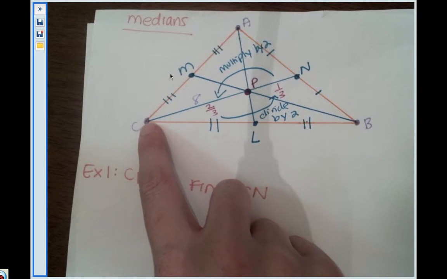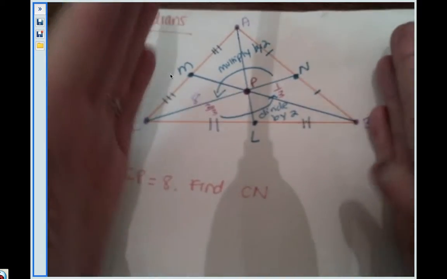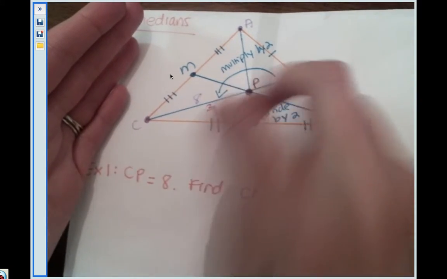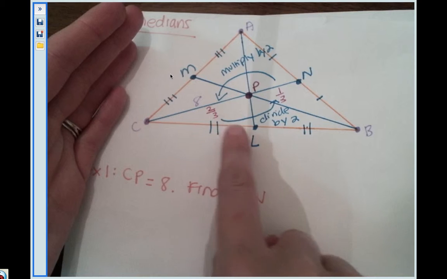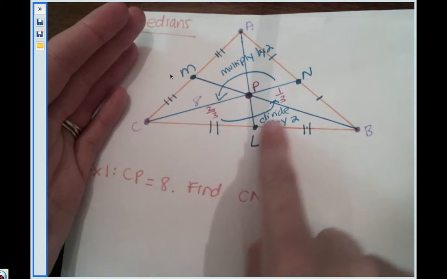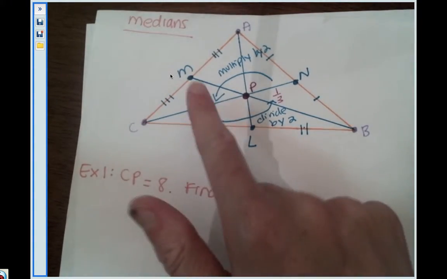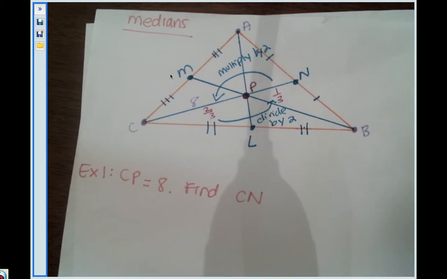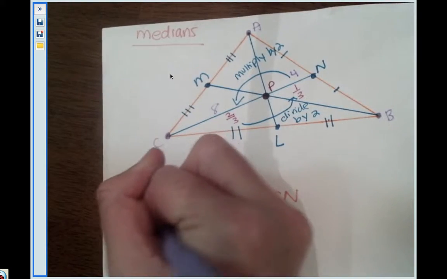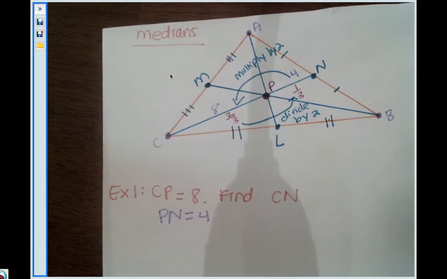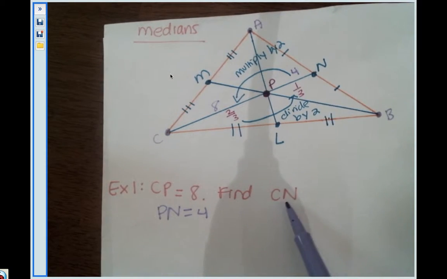I know that CP is 8, and eventually I want to find CN, which is the whole segment. In order to find the whole segment, I need to know this missing piece right there. I know that this piece is 8, so what do I do to this piece to get to this piece? You divide by 2. So what is 8 divided by 2? It is 4. That means PN is going to be 4, which I'll record so we don't forget. So PN equals 4. Since I knew this one, to get to the smaller piece, you divide by 2. And now I need to find the whole piece.